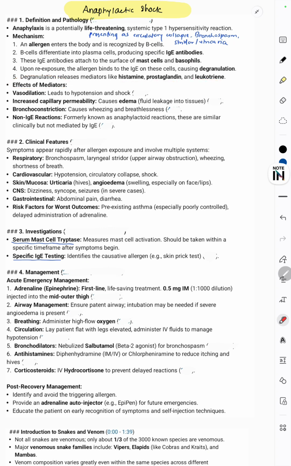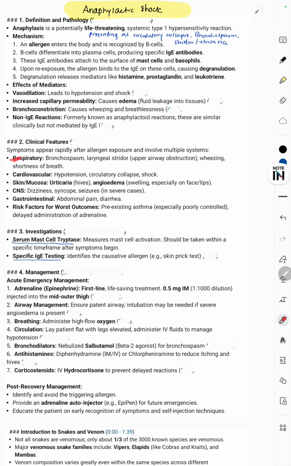Effects of the mediators. Because of the mediators, there is vasodilation leading to hypotension and shock, and increased vascular permeability leading to edema, then bronchoconstriction causing wheezing and breathlessness. If it is not mediated by IgE, then that is called an anaphylactoid reaction.